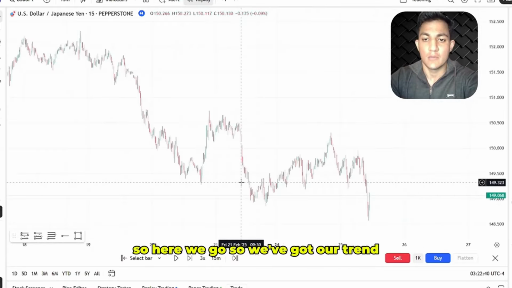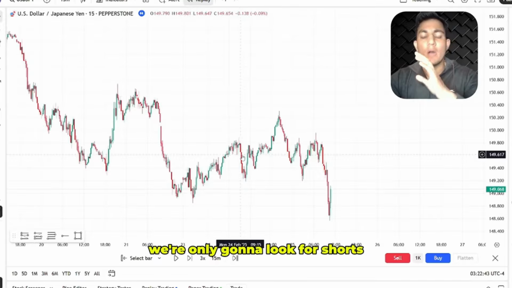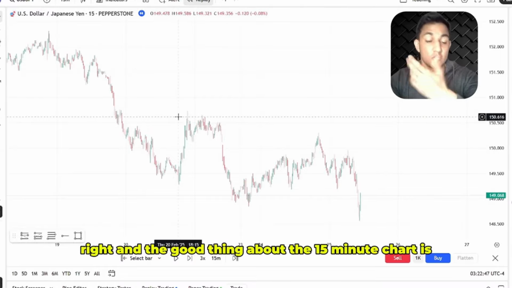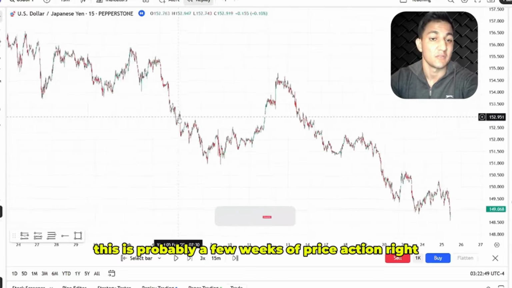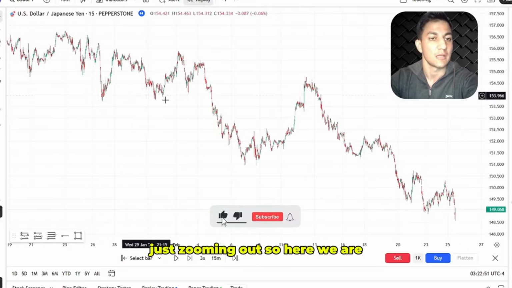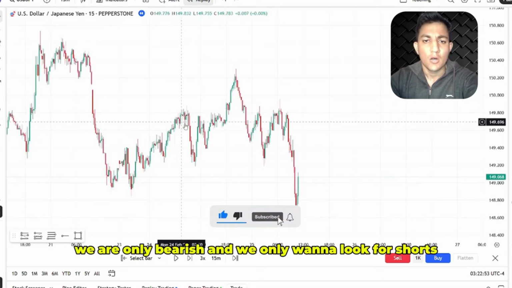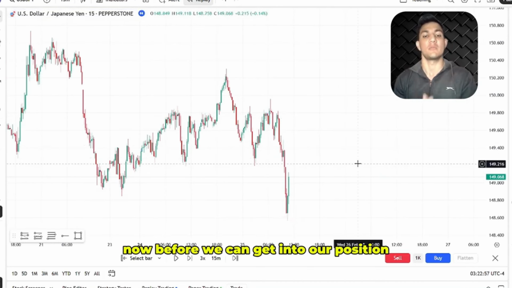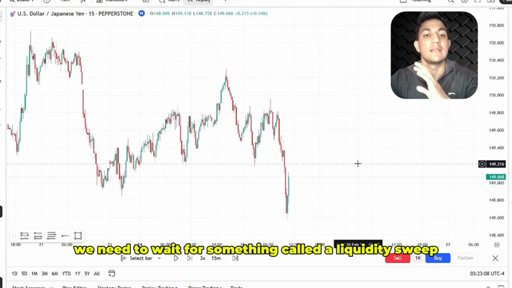So here we go, we've got our trend. We're only going to look for shorts because we're bearish overall on the 15-minute chart. And the good thing about the 15-minute chart is this is probably a few weeks of price action, just zooming out. So we're only bearish and we only want to look for shorts. Now, before we can get into our position, we need to wait for something called a liquidity sweep.